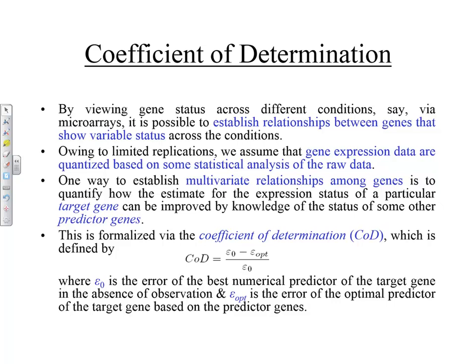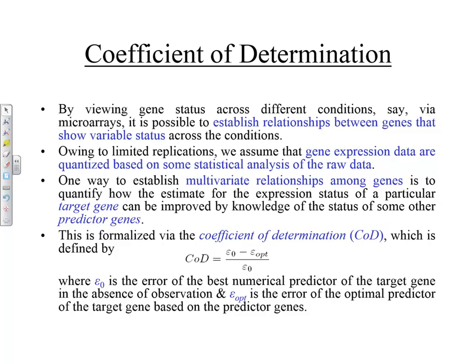So you look at extreme scenarios. Suppose, when you're using those extra genes, those predictors, you're not doing any better than what you were doing before. Then epsilon opt in that case would be equal to epsilon 0, right? That means the error in the absence of any observation about the predictors, and you would get a COD of 0, right? On the other hand, when you see those other genes, okay, if you are able to predict with 100% accuracy, right, then the error in that case, that epsilon opt, the error that you get seeing the predictors is actually 0. And so you get a COD of 1.